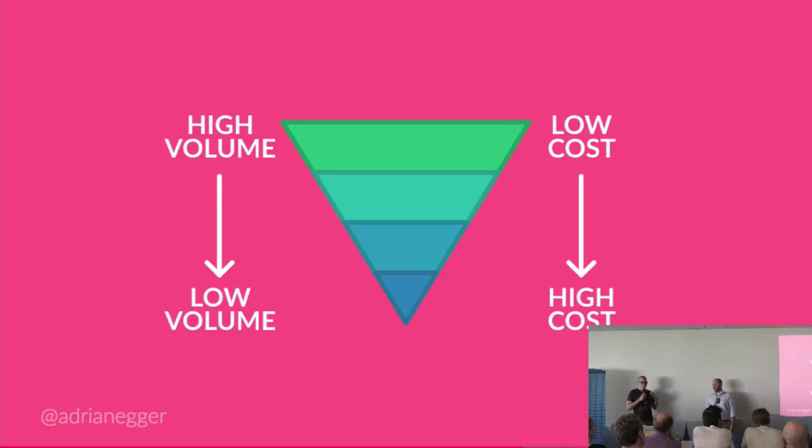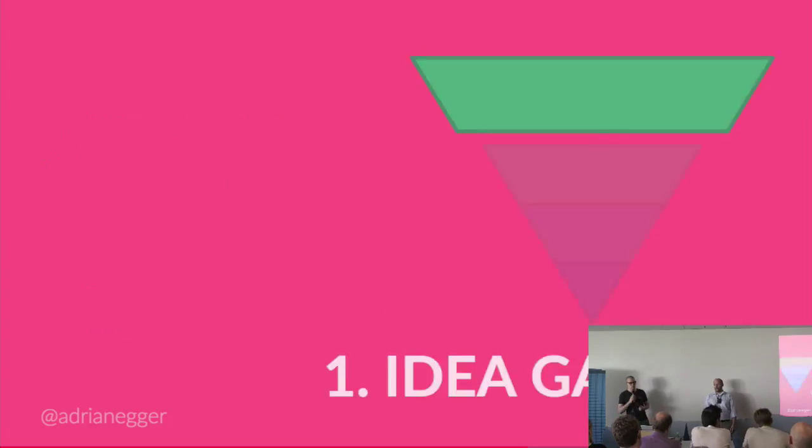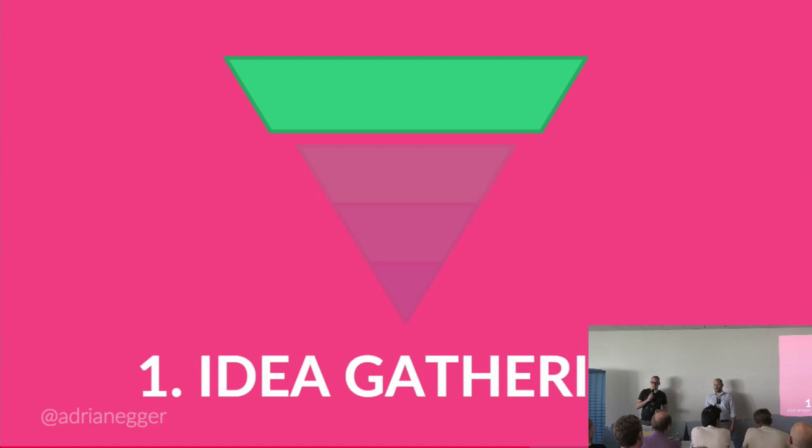So what we want when we start a project is we want to gather as many ideas as possible. But because the volume will be very high, we need them to be very low cost. So what we want to start with is a high volume of cheap ideas. And as we work through the funnel, we will end up with a few tested, solid ideas that we've invested much in, so they are high value ideas now. So let's start with the idea gathering stage.